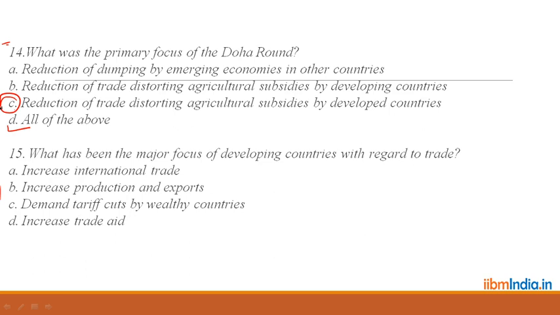What has been the major focus of developing countries with regard to trade? Question number 15. The correct answer is increase the production and export. Increase the production and export were the major focuses of developing countries with regard to trade. They wanted to increase production and export so they could earn more forex, that is called foreign exchange reserve.